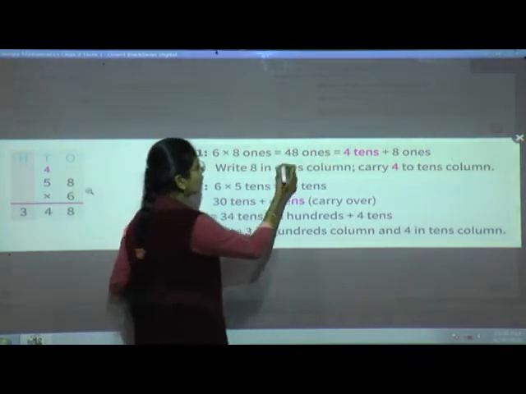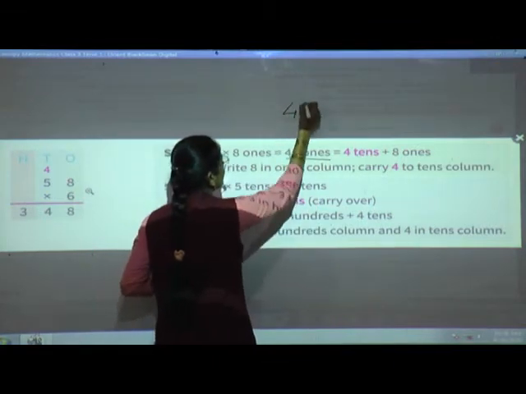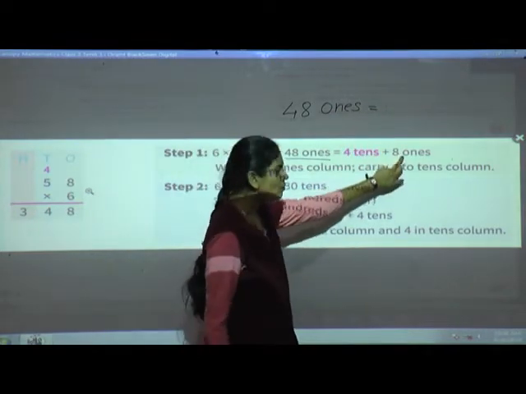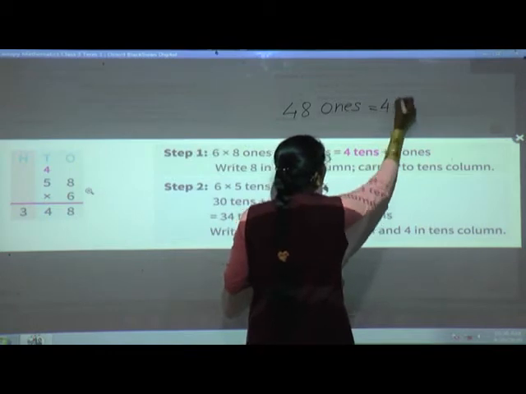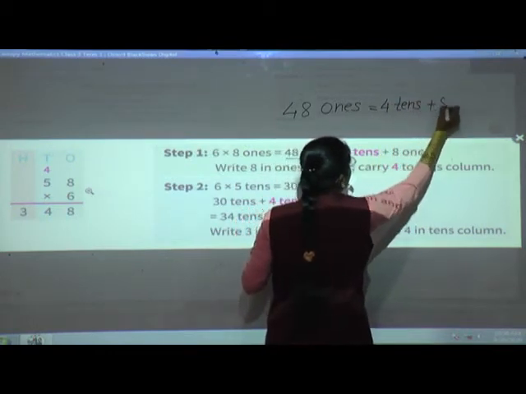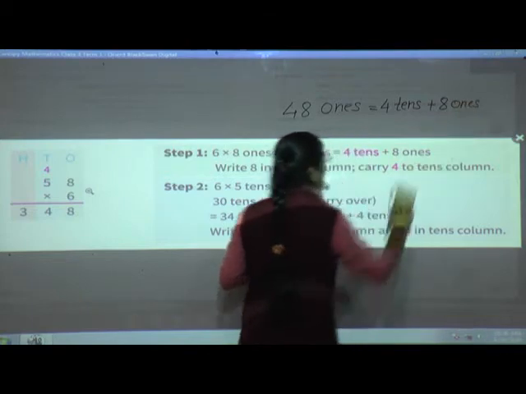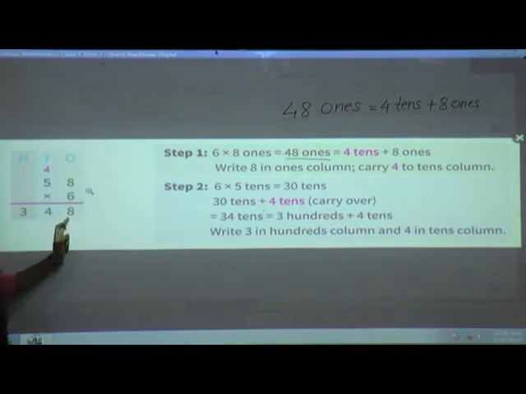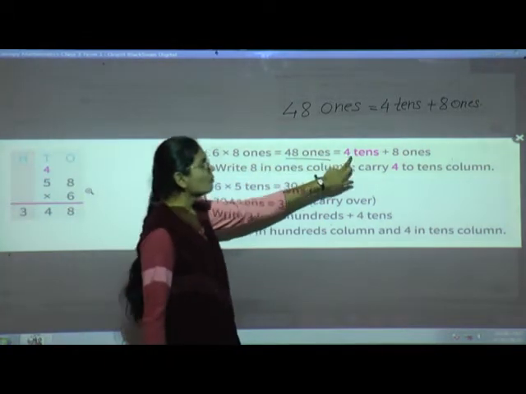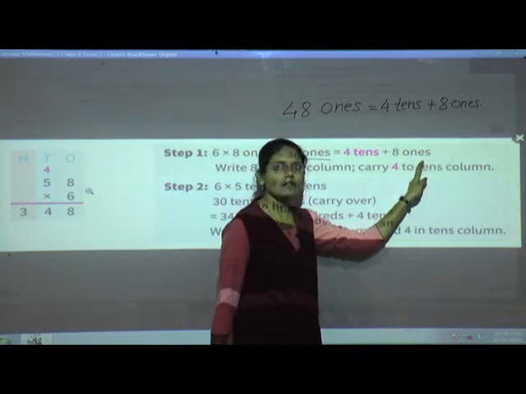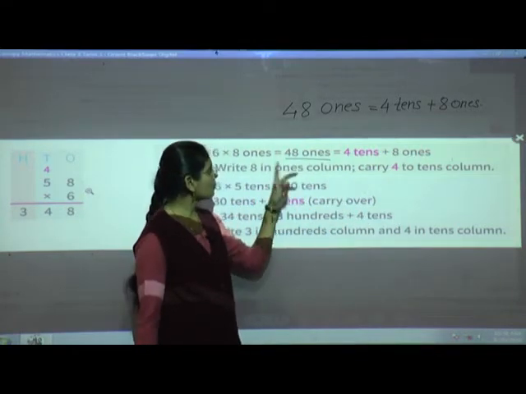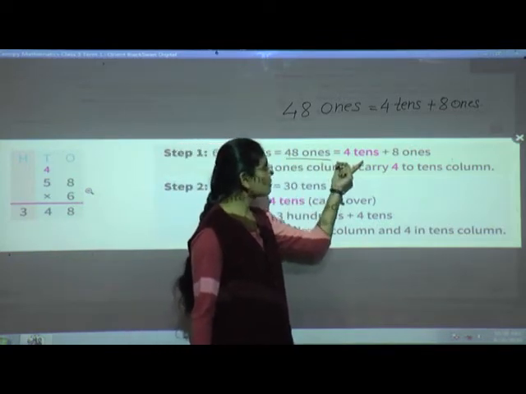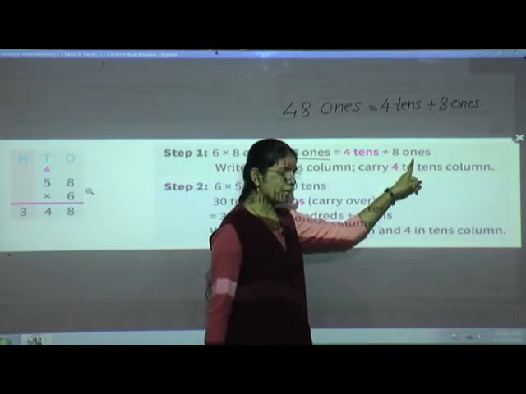Now say students, 48 ones means what? 4 tens 8 ones. 48 ones is equal to what? 4 tens and 8 ones. So what we will do? Now this 8 ones we will write 8 at 1's place because 48 ones means 4 tens 8 ones. Okay, 48, this is a 2 digit number. 8 at 1's place and 4 is at 10's place. So 48 ones is equal to 4 tens plus 8 ones.